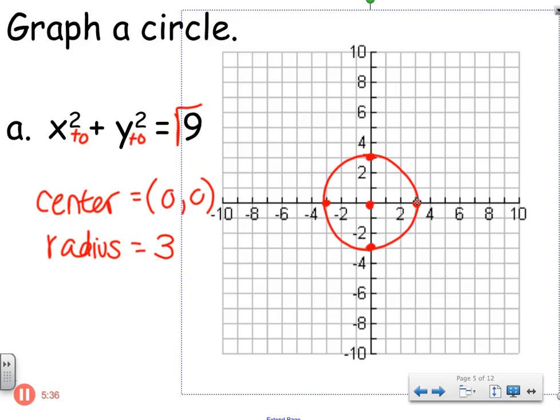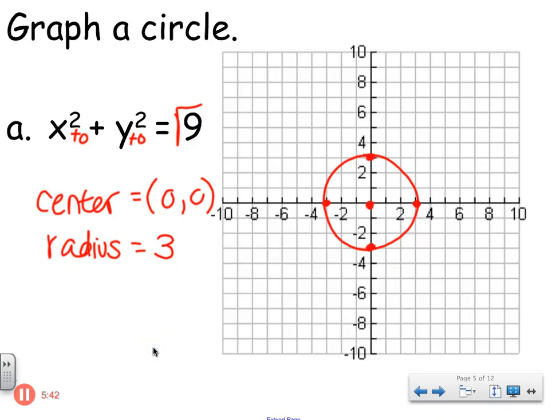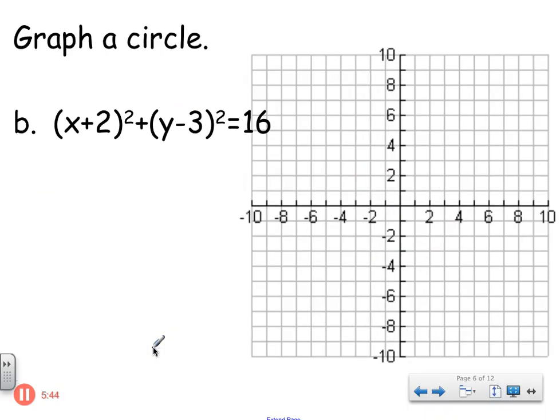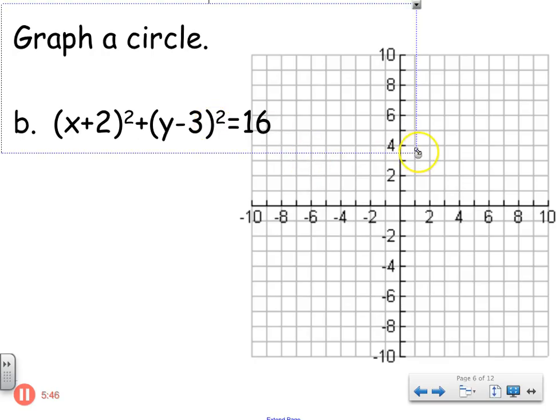Okay, so you're going to have to go left, right, up, and down the radius to find the graph of the circle. So why don't you try this one on your own, and then press pause and we'll go over the answer.